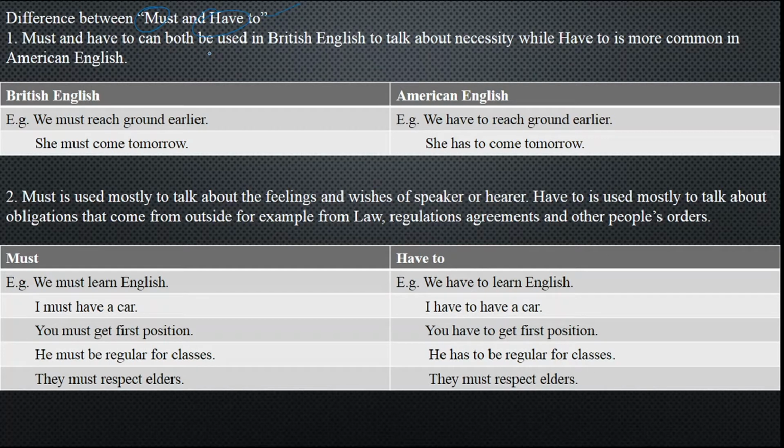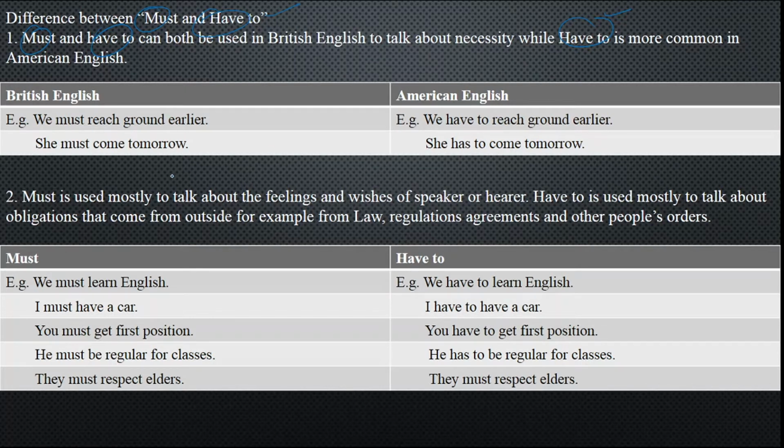Must and have to can both be used in British English to talk about necessity, while have to is more common in American English. In British English, you will be using must as well as have to. But in American English, have to is more common. It is used more than must. So American people use have to a lot instead of must, and the British use both, and it is optional whether you want to use one or not.